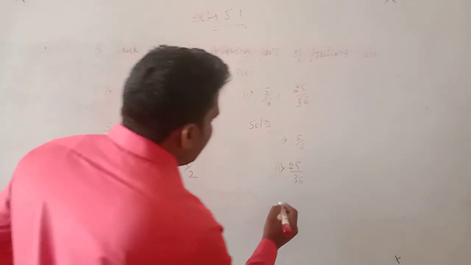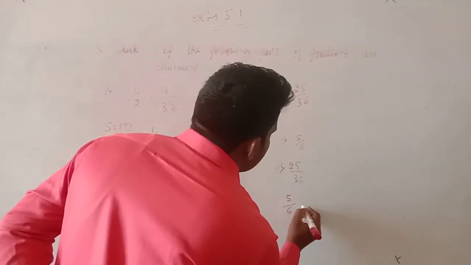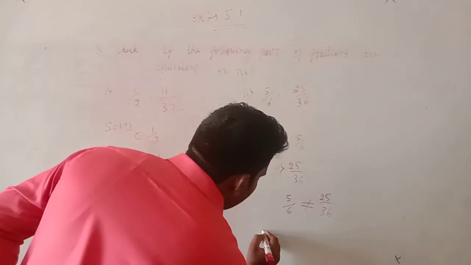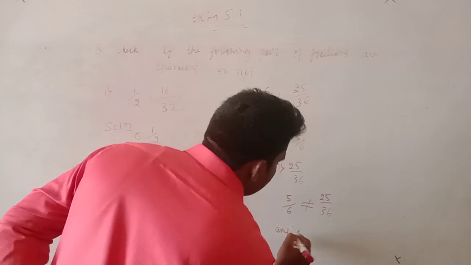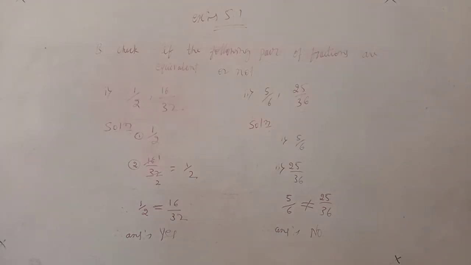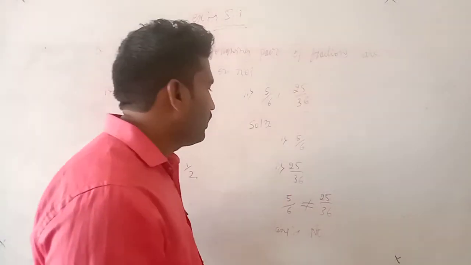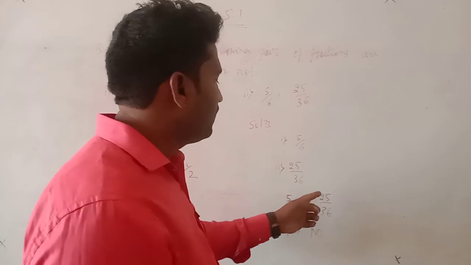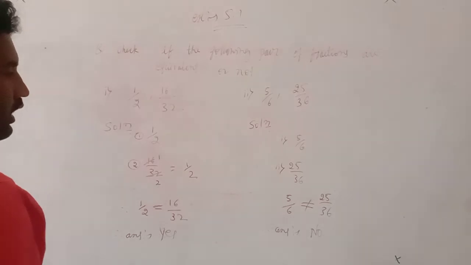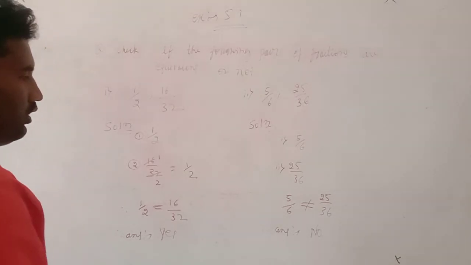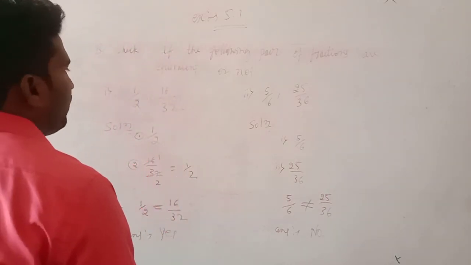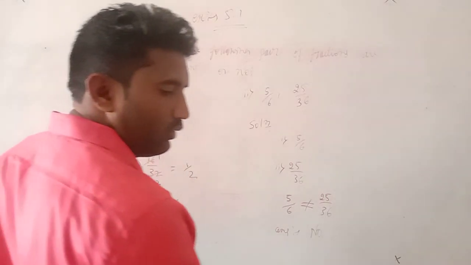So it means 5 by 6 is not equal to 25 by 36. Therefore the answer is no. Both are not equivalent fractions because both are not reducing and are also not equal. So the given pair is not equivalent fractions.